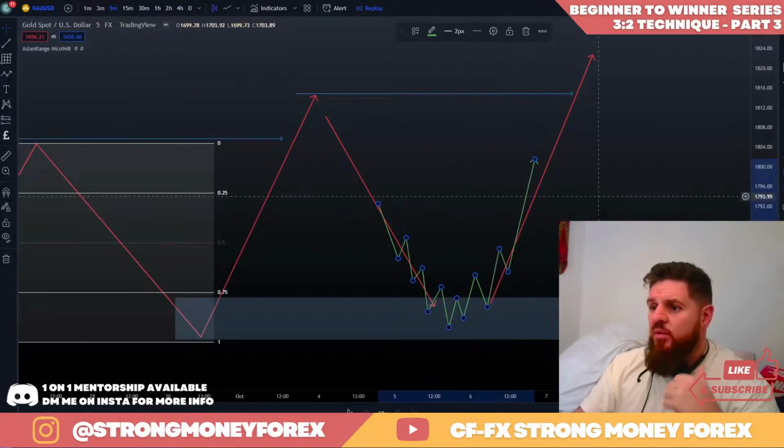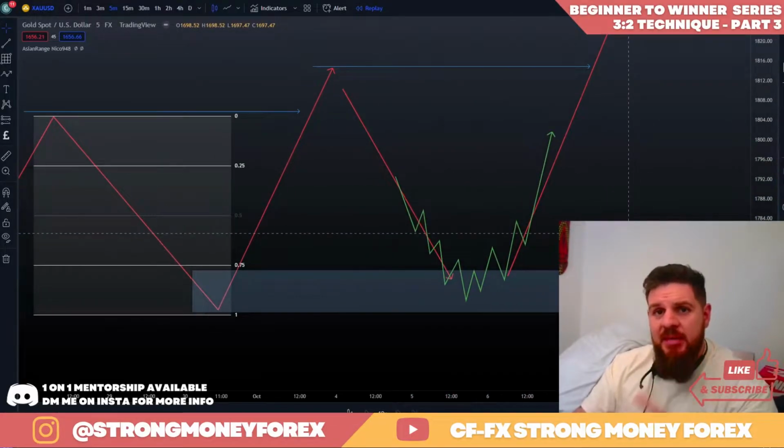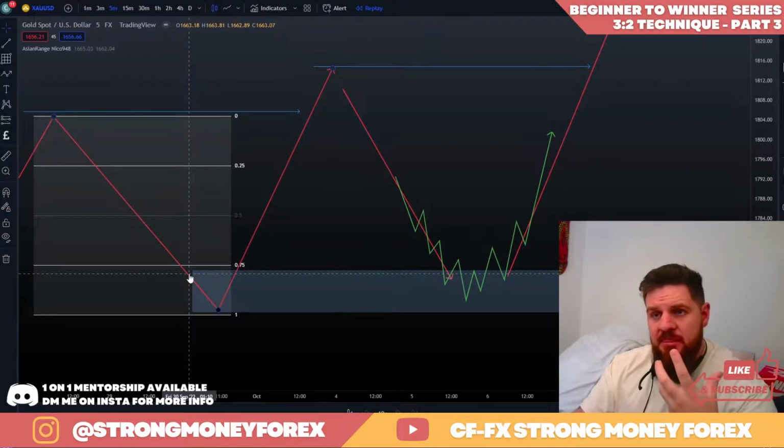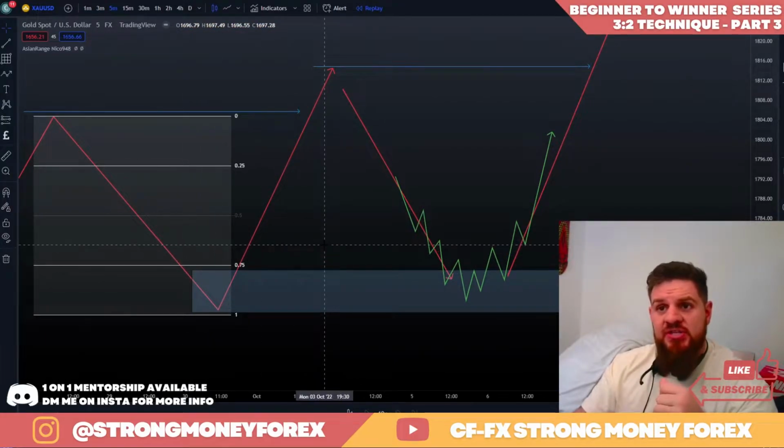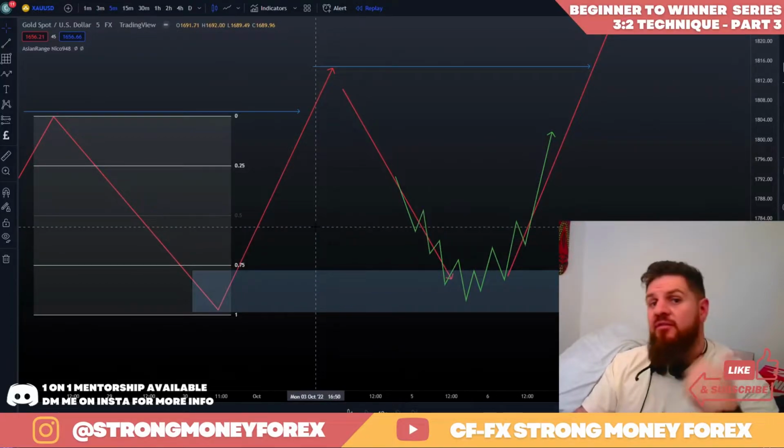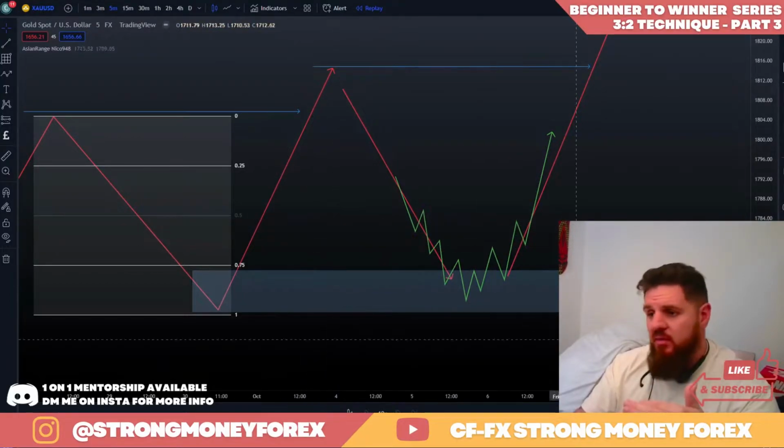The 2 technique works so well because of the time frames it uses. We find our zones on the 15-minute, 30-minute, and then we wait for a structural change on the 3-minute, the 5-minute, or if you want to, the 1-minute. But as you know, I don't like the 1-minute personally.